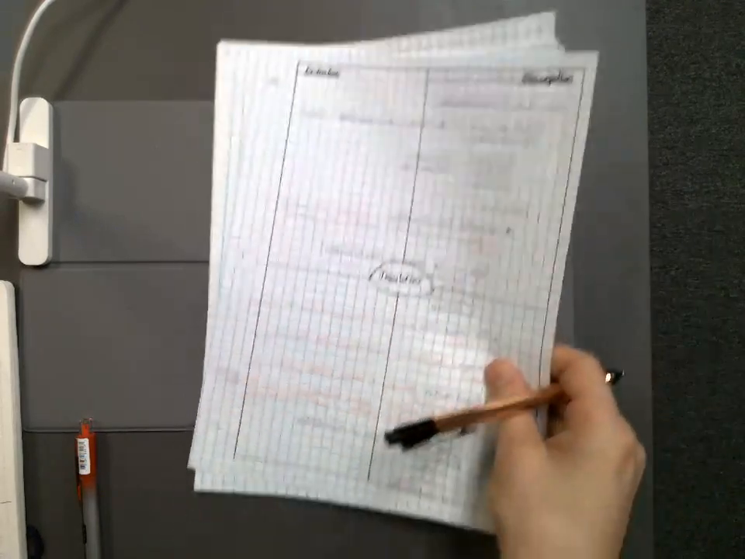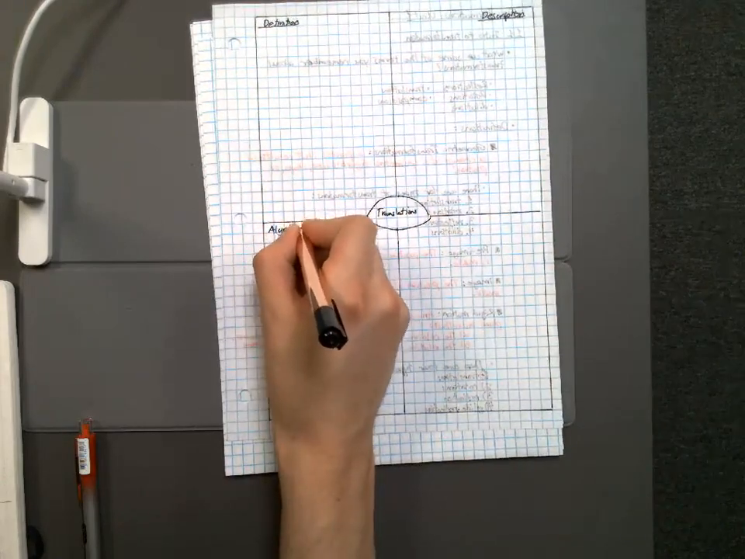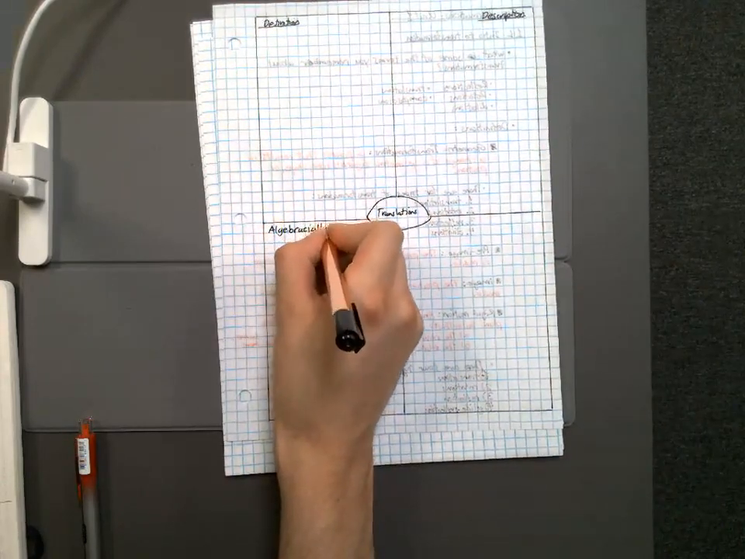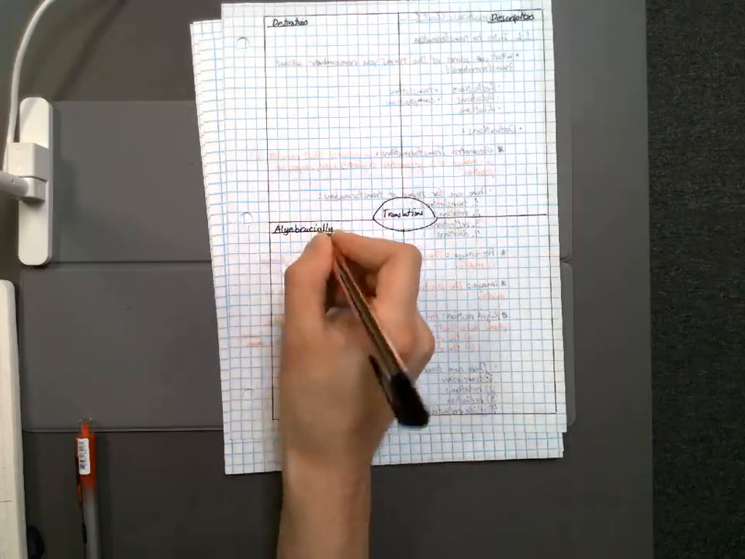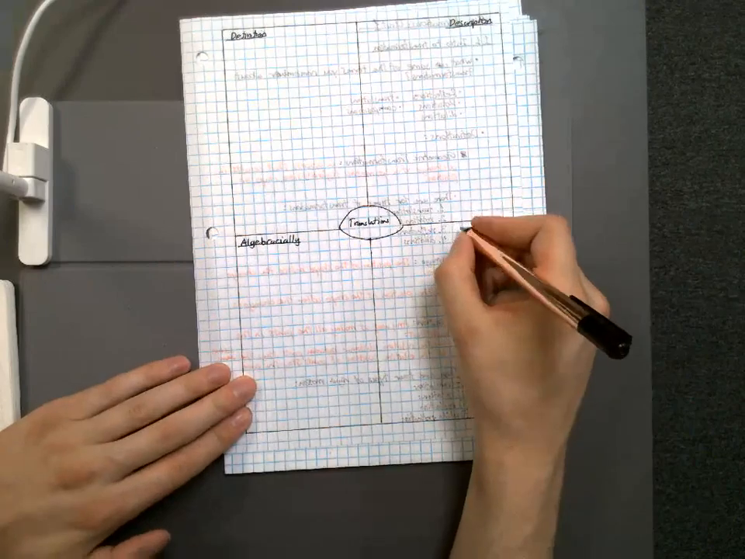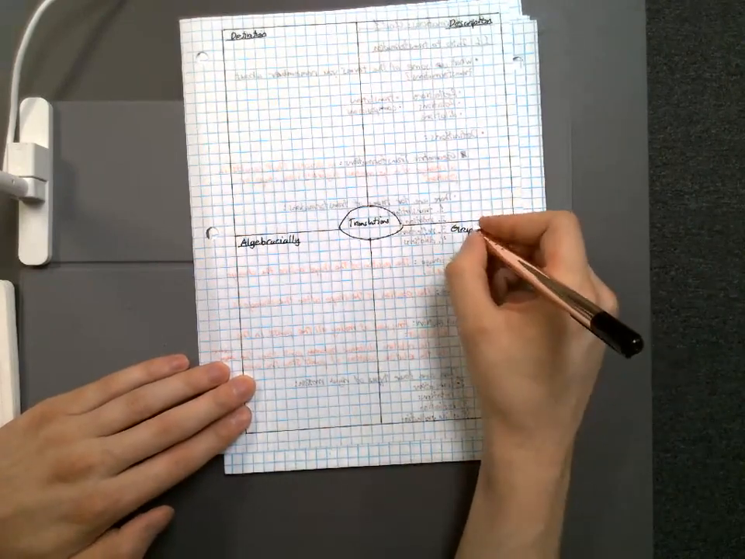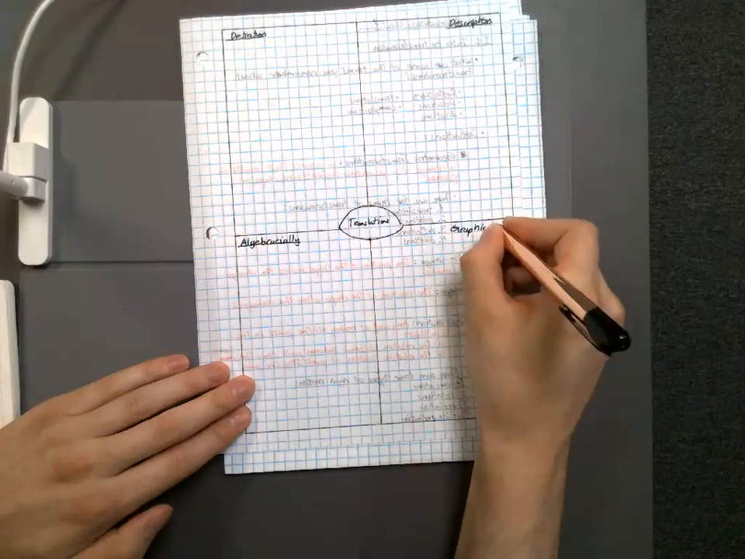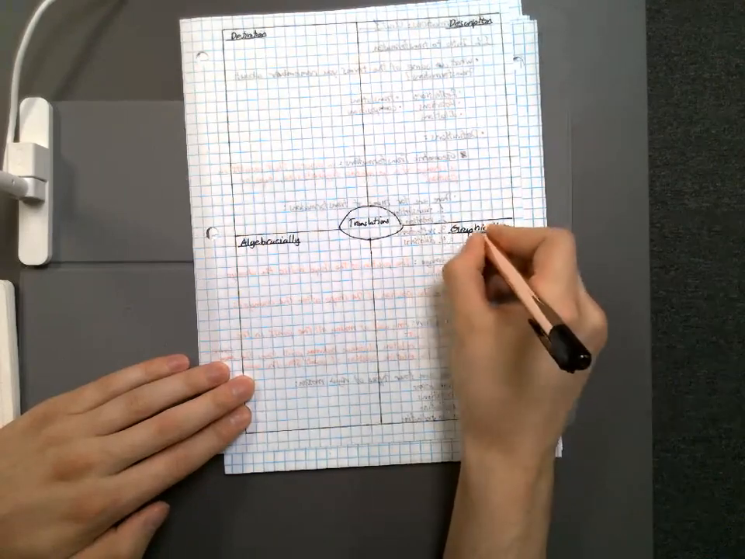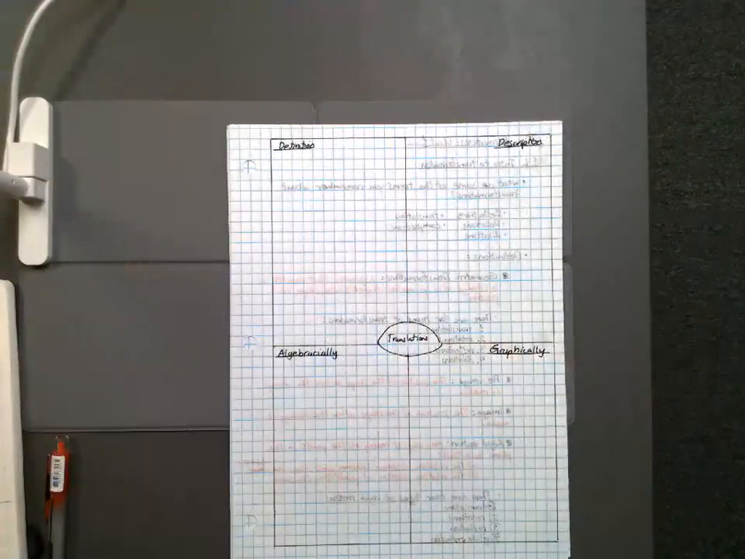Bottom left one is algebraically. Mouthful of a word. I'll explain what that means in a little bit. And the last one is graphically. I almost said geographically. I can barely English. There we go. Okay, graphically. Great, fantastic.